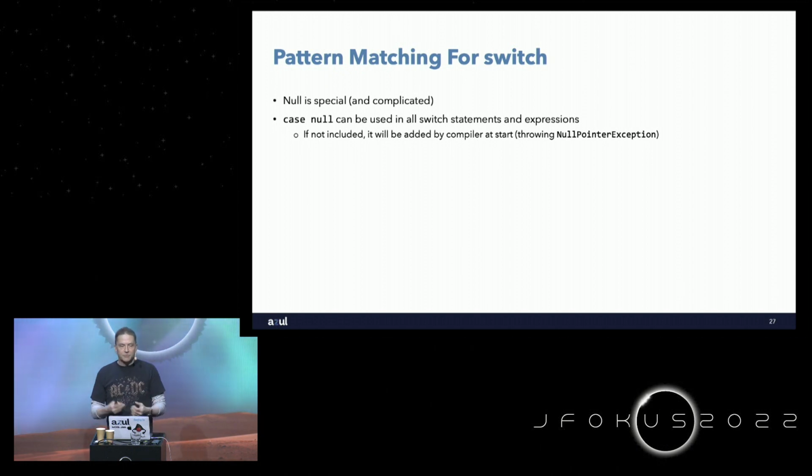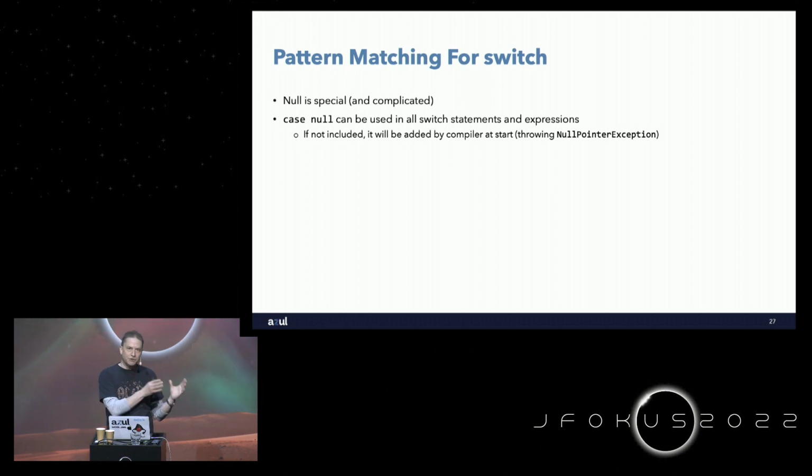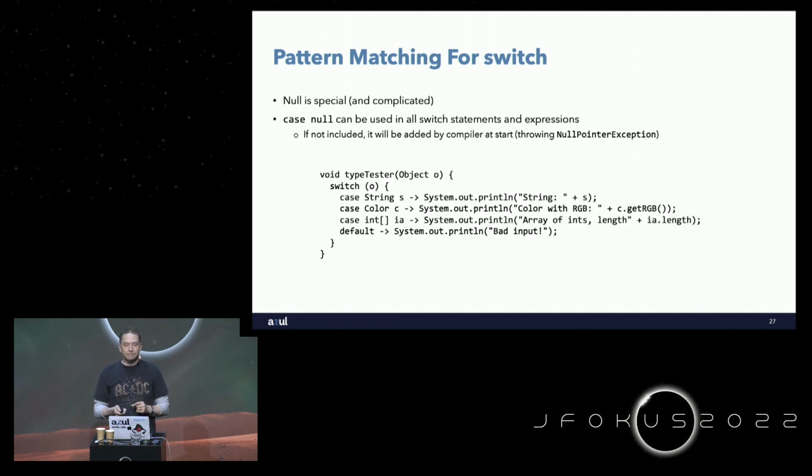So what we can now do is have case null, and that can be used in all switch statements and switch expressions, meaning it expands what you can do in the switch statement as well as the expression. The important thing, though, is if you don't include that, the compiler will effectively add that for you to throw a null pointer exception.